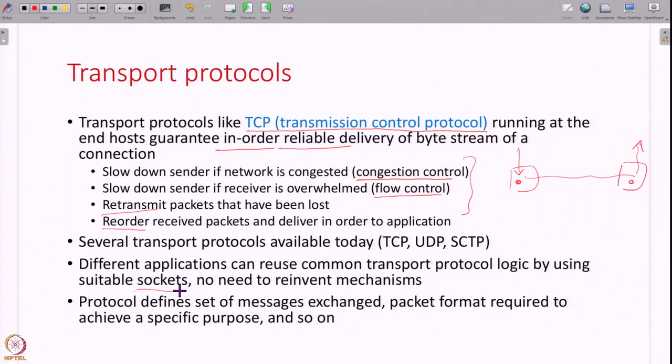Okay. And what is a protocol? The word protocol is used often in networking. What does it mean? It just means a way for two entities to communicate with each other. What messages should I exchange, what packet format should I use, all of these things are specified by the protocol, and the internet has many protocols that are in use.